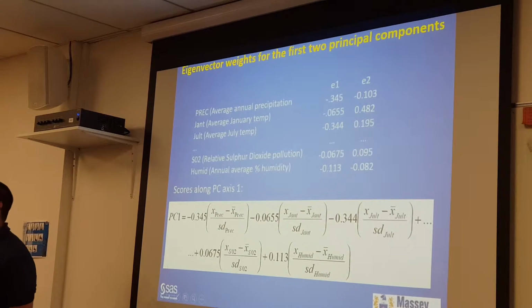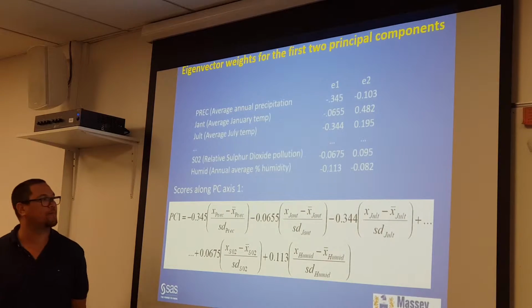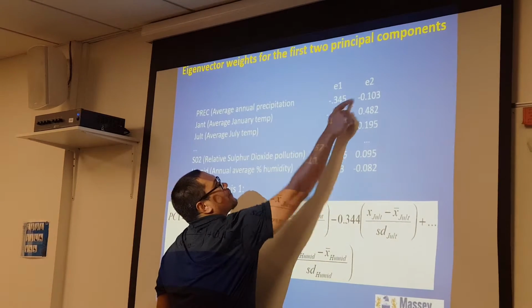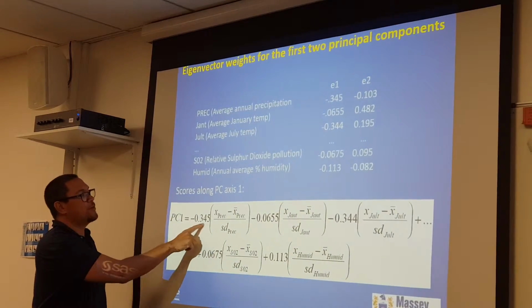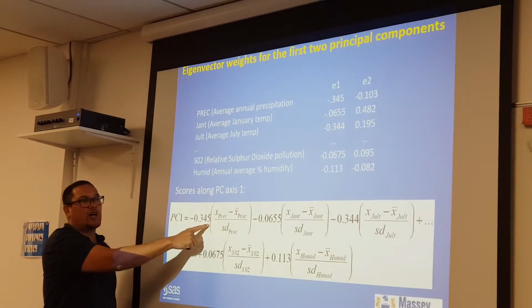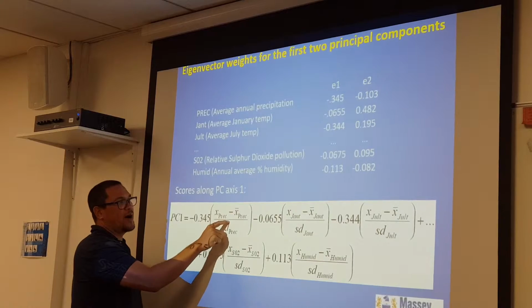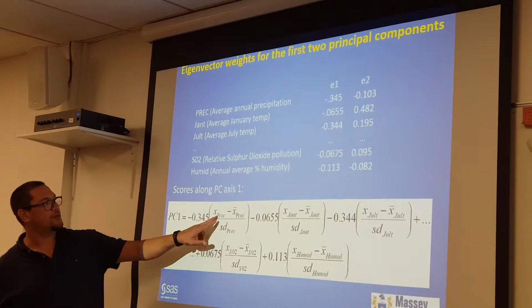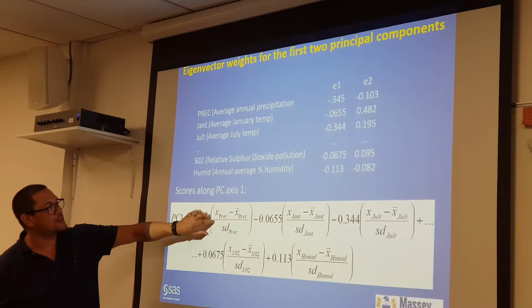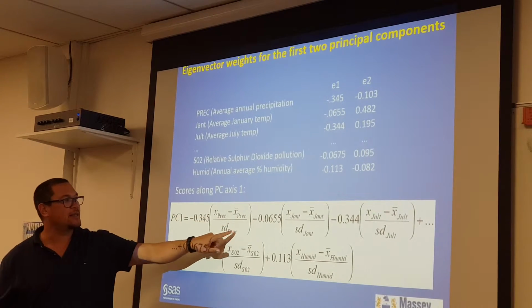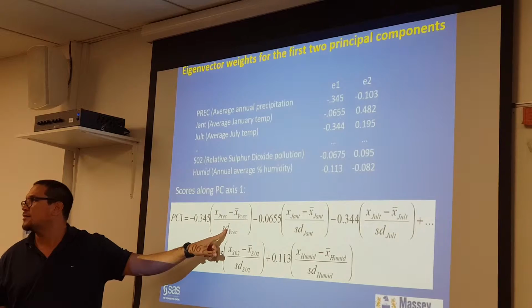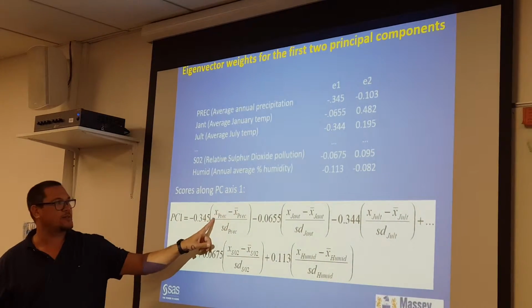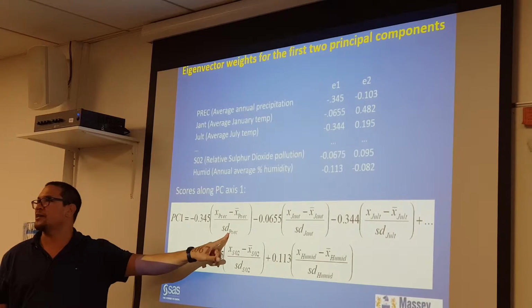So if we want to actually project those data points along PC1, PC1 is equal to the coefficient negative 0.345 times the original precipitation value minus the mean of the precipitation value. So remember, the data have been centered. Basically, this whole thing in the brackets is the number of standard deviations the original data point was. So this is the standardization here, right? It's just being centered by the mean and divided by the standard deviation.